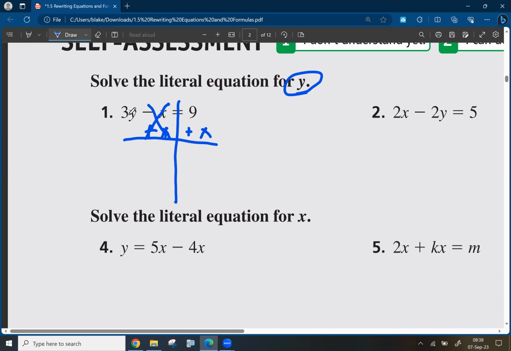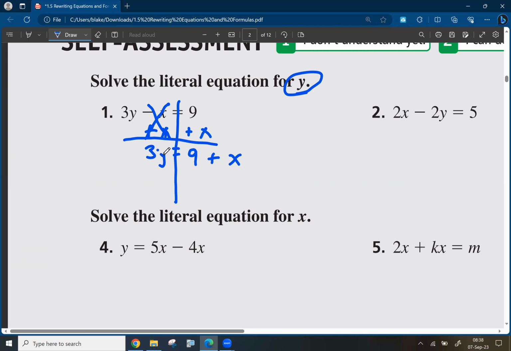So on the left side, with the x gone, it's just going to be 3y, right? So we're getting closer to having the y by itself. On the right side, I have 9 plus x. Remember, these are not like terms. 9 is a constant, and x is just an x term. So you can't really combine them, so we just keep writing them out. 9 plus x, okay? They don't go together as one, they just stay separate. 9 plus x.